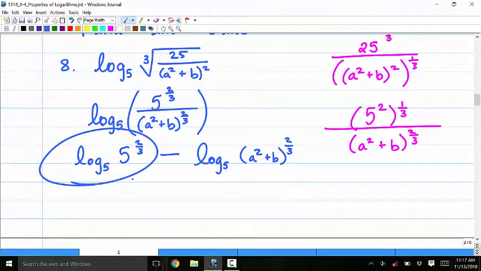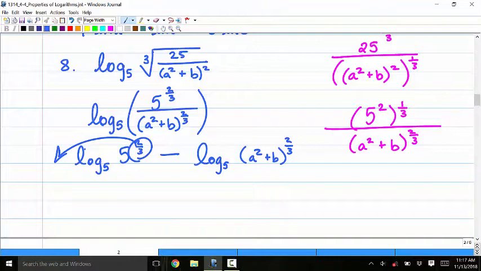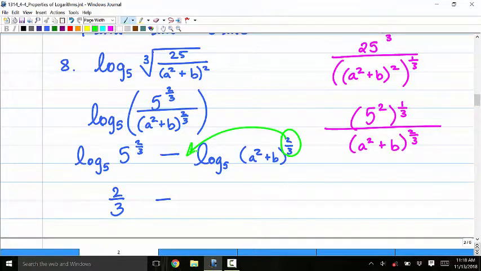What does that simplify to? Just 2/3. If you wanted to do the 2/3 out front, it'd be 2/3 times log base 5 of 5. And what is log base 5 of 5? 1. So my answer is just 2/3 here minus, can I bring that out front? Yep. So I get minus 2/3 log base 5 of a squared plus b.